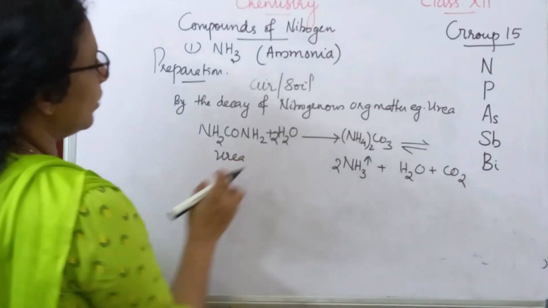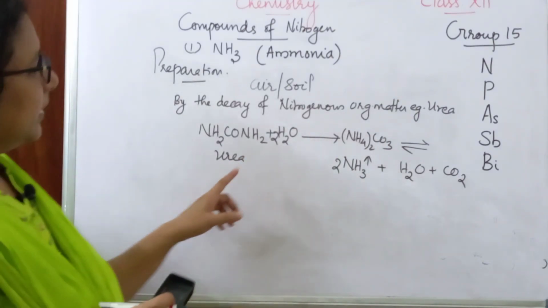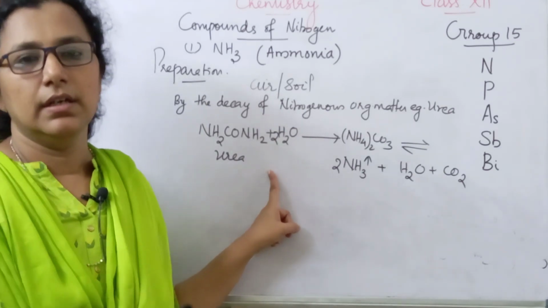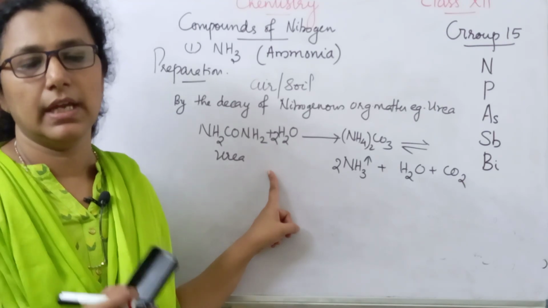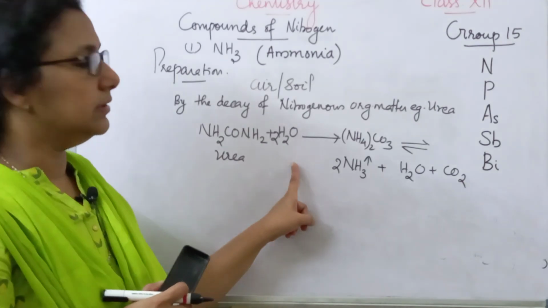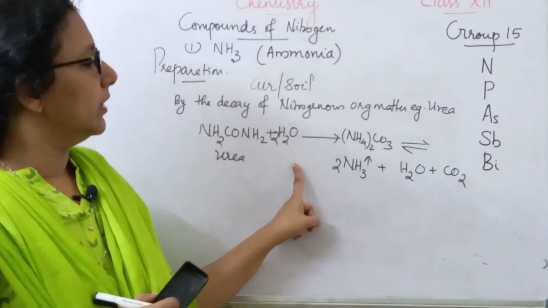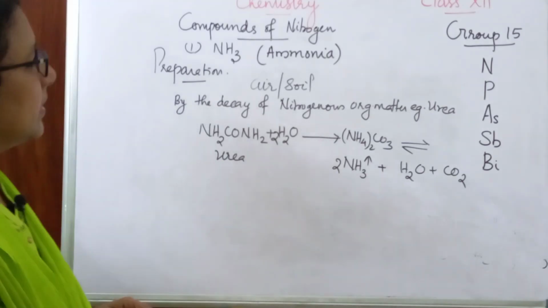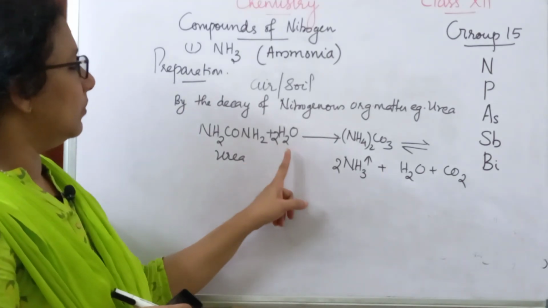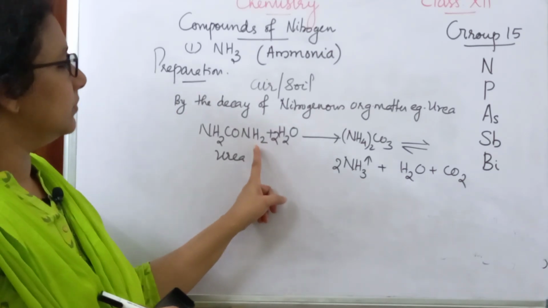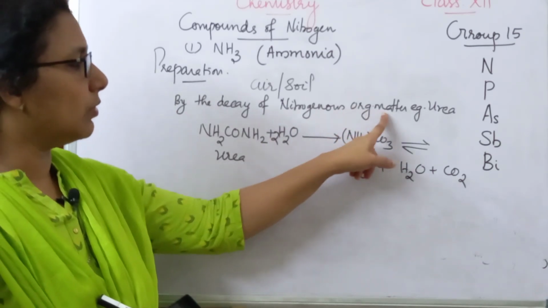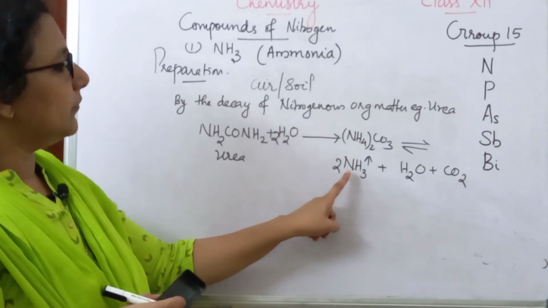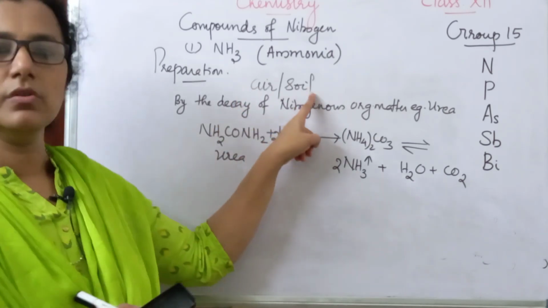For example, it is urea. Urea, you know, is a fertilizer. In some soil, urea is used as a fertilizer, where we can smell ammonia. The smell can be detected in some soils where urea is used as a fertilizer. So urea on hydrolysis, or the decay of nitrogenous organic matter, produces ammonia gas. This is the formation of ammonia in air or soil.